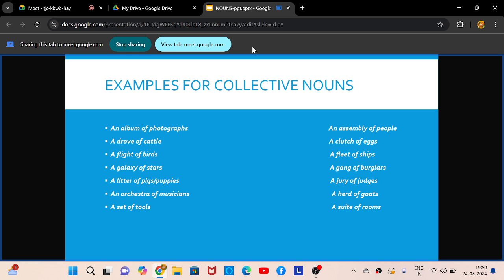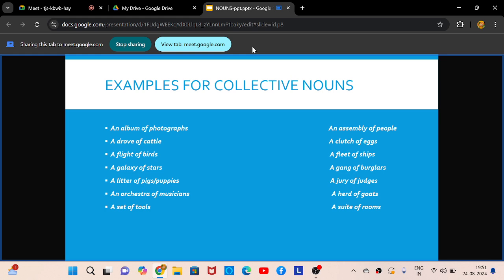Very good. So an album of photographs. If you're having a lot of photographs, what will you do? You will buy an album, right? Generally, we buy an album and collect all the photos in that album. Not only photos, even stamps are collected in that way. An album of stamps. Stamp collection is a hobby for many children, right? Similarly, a drove of cattle. Cattle is a combination of cow and ox together.